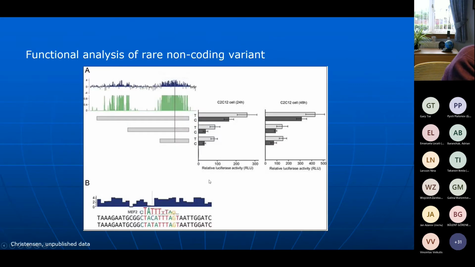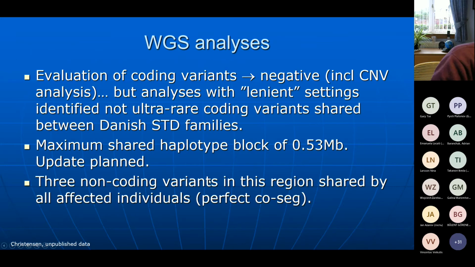Looking at the variants within the haploblock, we found 3 non-coding variants that were of interest. We took the rarest of these variants and actually did some functional analysis. It's not located within a gene or very close to a gene, so it has to be some kind of enhancer or silencer or some kind of gene regulatory variant.